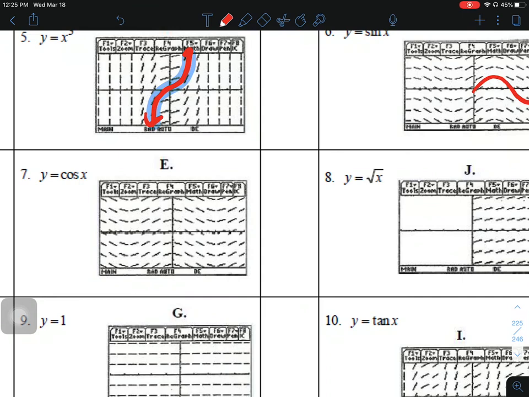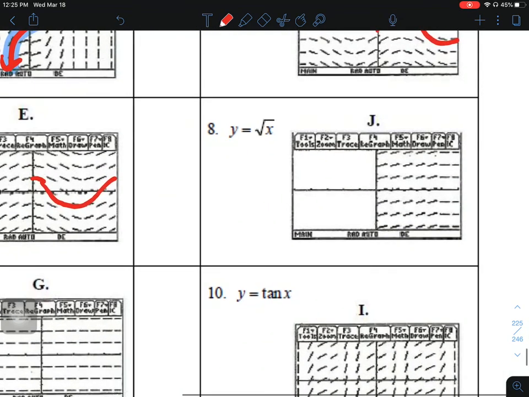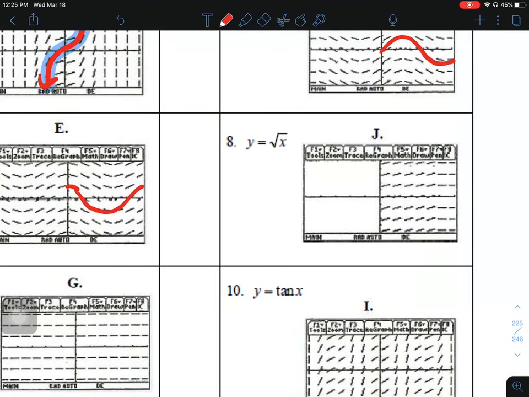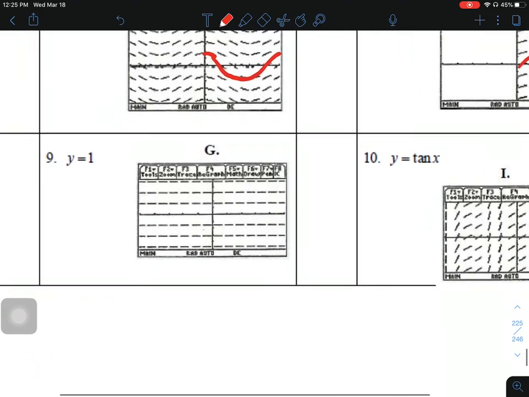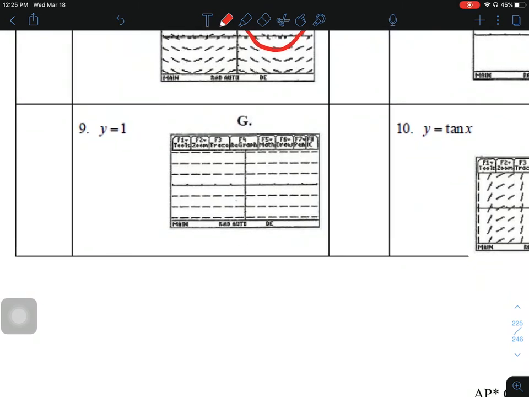Cosine has a y-intercept of 1 for the parent graph. It looks something like, whoops, something like this. 8 is a radical. This one's pretty tough to see. Maybe something like this. 9 is y equals 1, slopes 0.